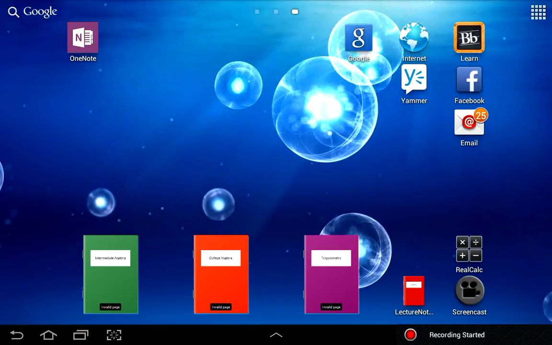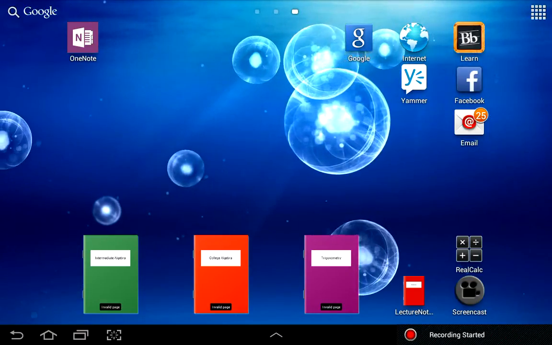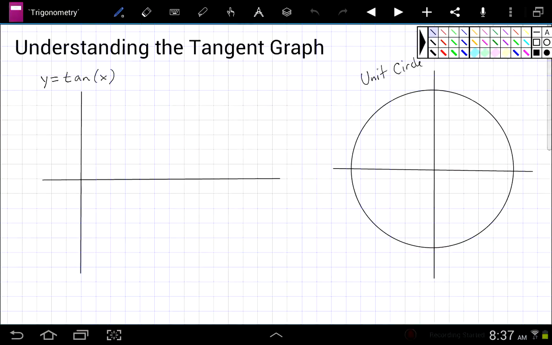Okay, we want to look at the standard tangent graph and try to understand its behavior so we can graph transformed tangent functions. So we're going to look at y equals tangent of x, just our standard tangent function, and we'll use our unit circle over here to understand its behavior, and then we can graph it in the xy coordinate plane over here.